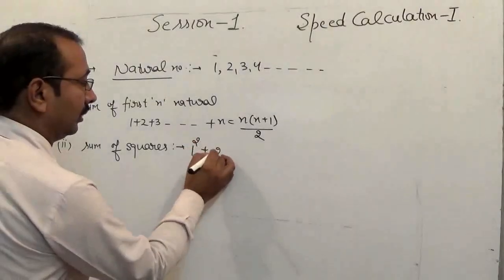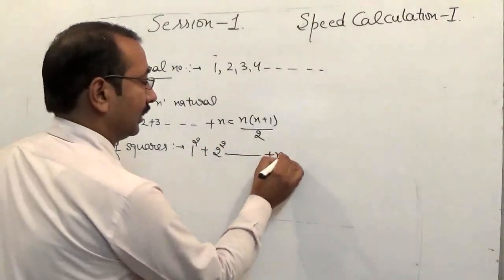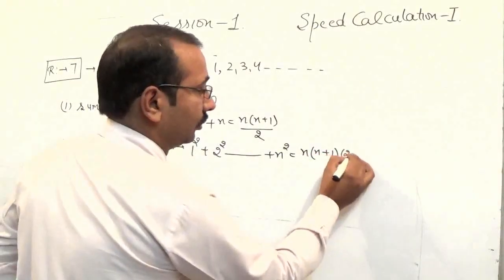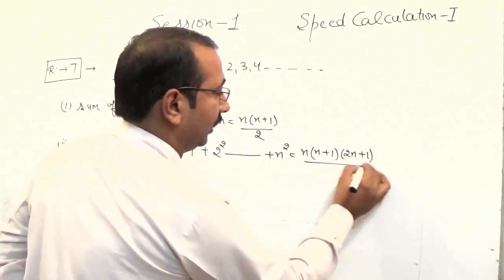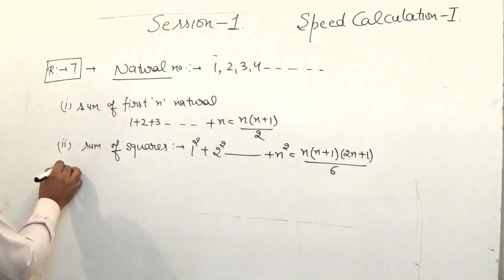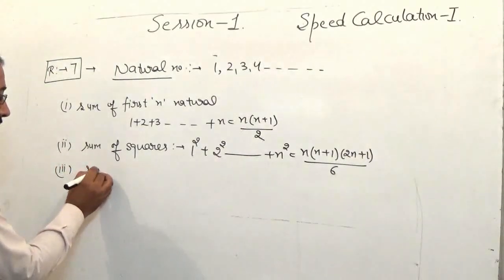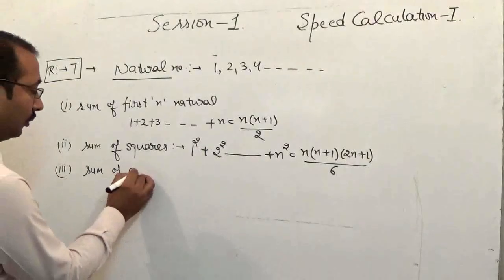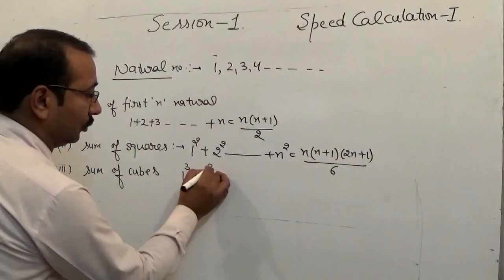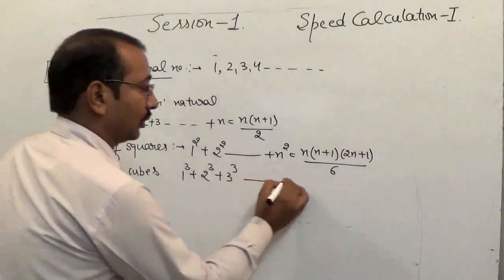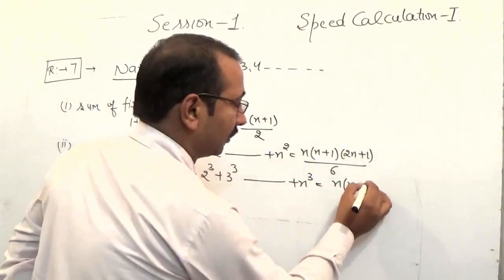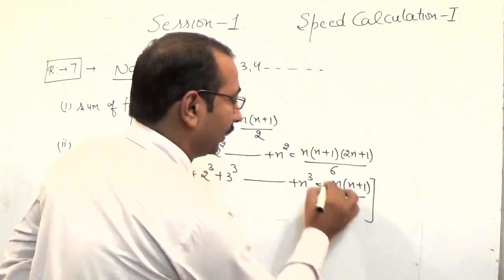1 square plus 2 square, up to n square. The answer should be n into n plus 1 into 2n plus 1 divided by 6. And the third rule talks about the sum of cubes. Sum of cubes of first n natural numbers: 1 cube plus 2 cube plus 3 cube, up to n cube. So this would be n into n plus 1 divided by 2, the whole squared.